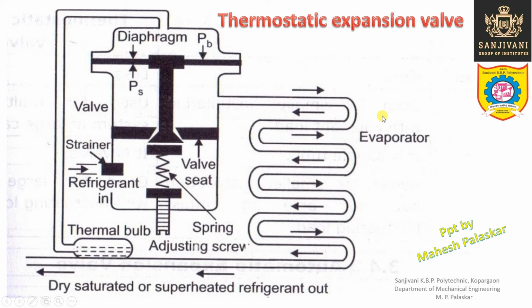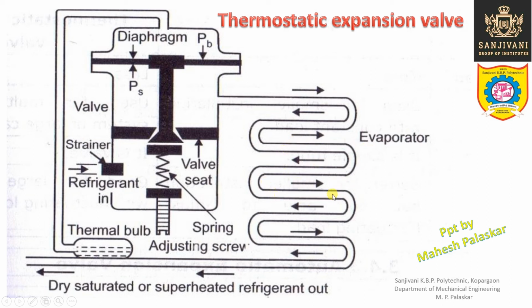Next one is the thermostatic expansion valve. So this thermostatic expansion valve is also a variable restriction type expansion valve, and due to the change in the restriction the flow rate of the refrigerant is changed. But this change in the flow rate of the refrigerant depends upon the load on the evaporator, right?